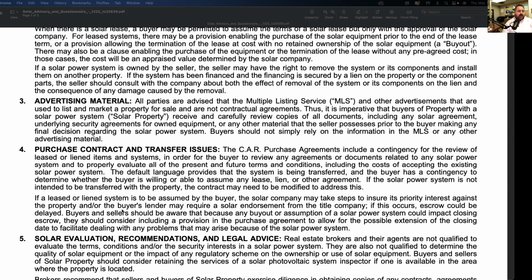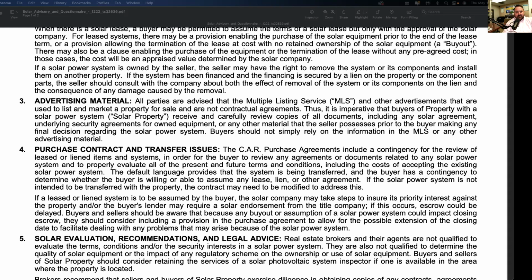All parties are advised that the multiple listing service and other advertisements that are used to list or market the property for sale are not contractual agreements. So basically what they're going to say is, if I put in the MLS that it's coming with the solar panels, or I put on a flyer that it's coming with the solar panels, or on my website, anything other than the disclosures or contractual agreement, like we've referenced in a contract, you can't rely on those as a buyer, that you're going to be able to assume that lease or lien and that they're going to stay.